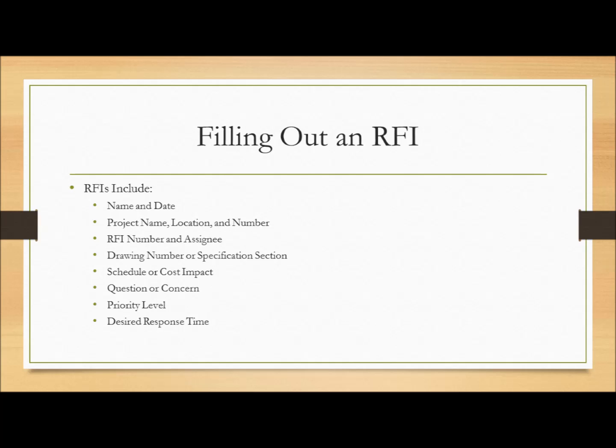When filling out an RFI, there are several key components that must be included: the author of the RFI, the date, project name, project location, and project number, RFI number and assignee, drawing number or specifications section, schedule or cost impact, questions or concerns, priority level, and desired response time.